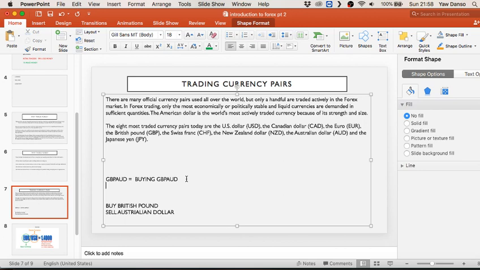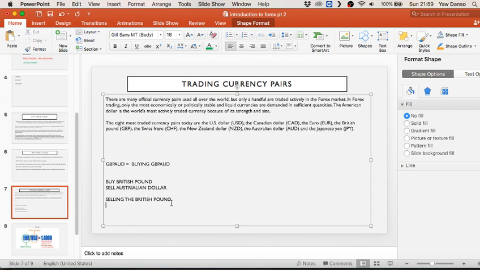If I'm doing the opposite, which is selling the British pound and I'm buying the Australian dollar, in Forex terms, we say you are selling GBP AUD. Does that make sense now?